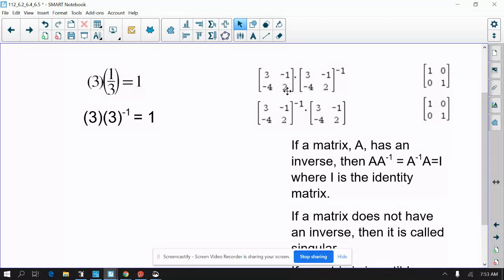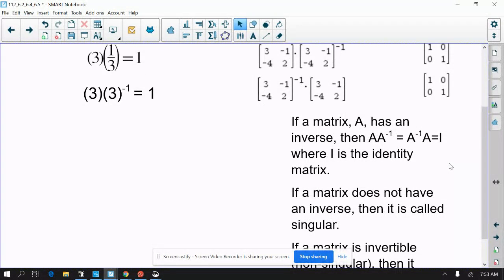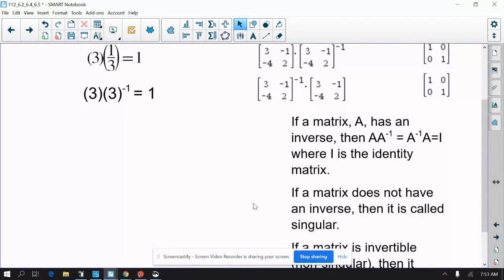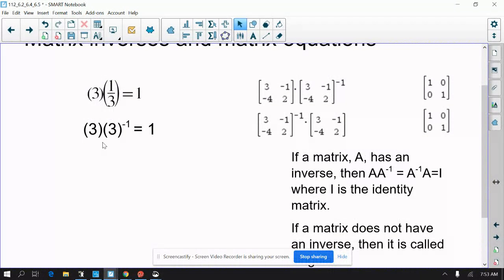So if you have a matrix A, if that matrix happens to have an inverse, then if you multiply them, you're going to get I, which is called the identity matrix. Lots of matrices don't have an inverse, so they are called singular. So they're kind of like all by themselves. They don't have a partner. Not all numbers have an inverse, right? You can't take 0 times something and get 1. So 0 does not have an inverse.